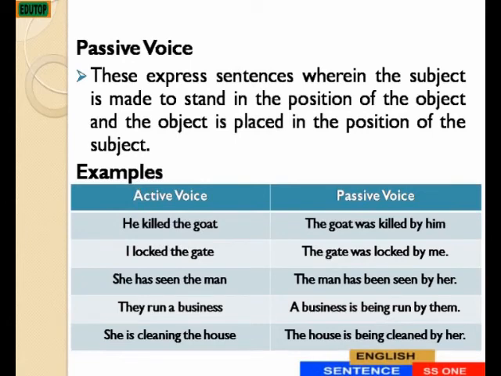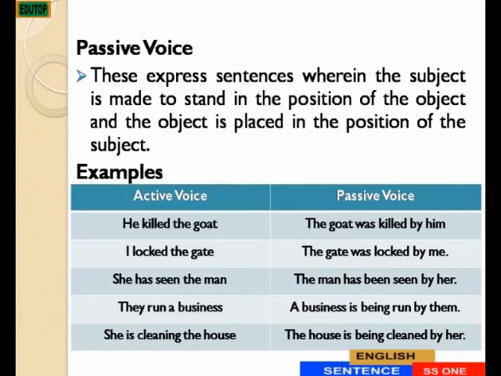Now we have the goat as the subject, standing in the position of the subject, while he, that was used in active voice, has been changed to him to be the receiver of an action, and then standing in the position of object. So in passive voice, the object will be made to stand in the position of the subject, while the subject will be made to stand in the position of the object. Now let's see some other examples.